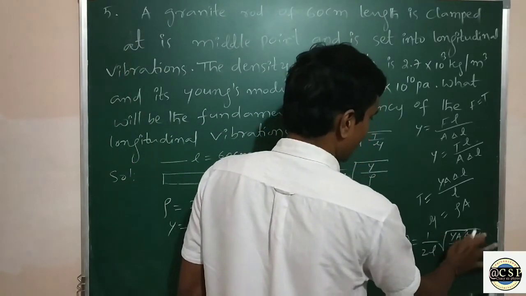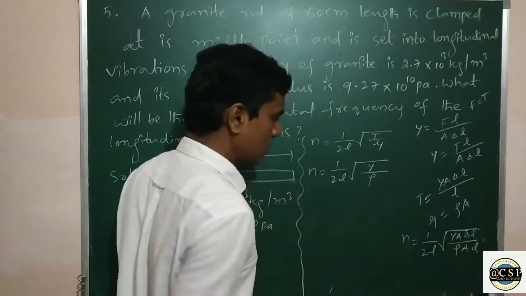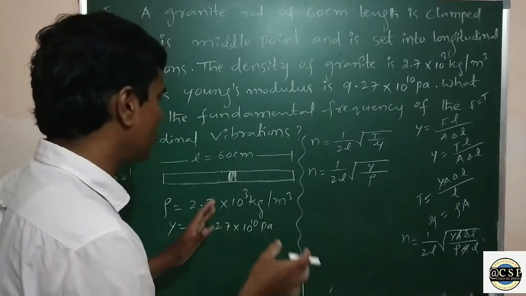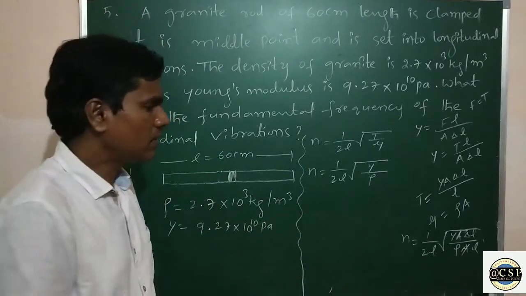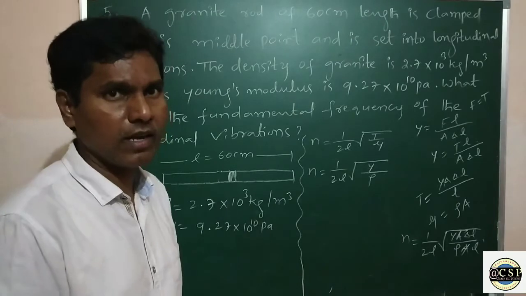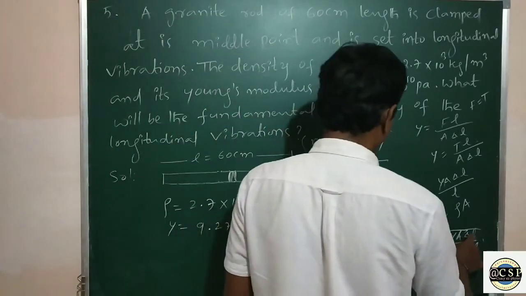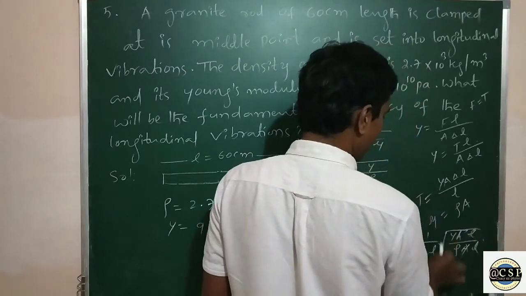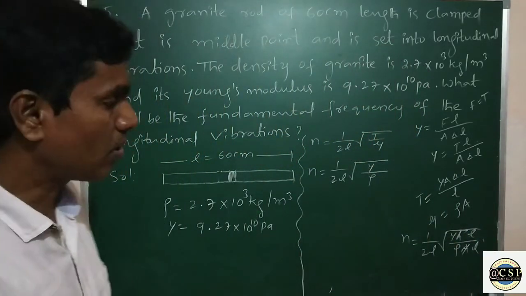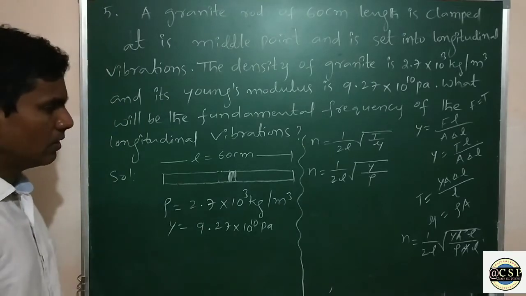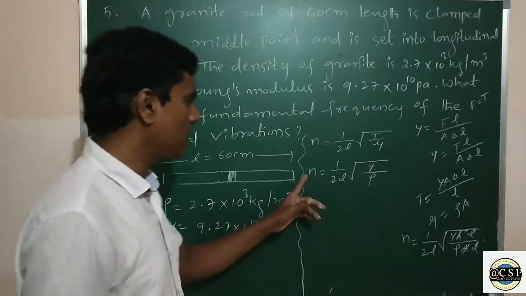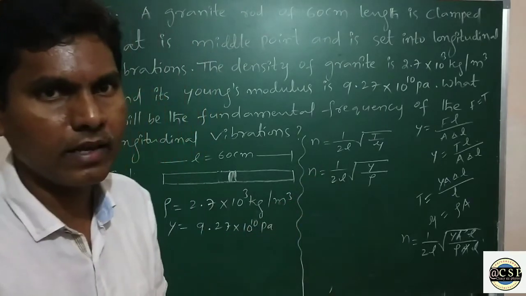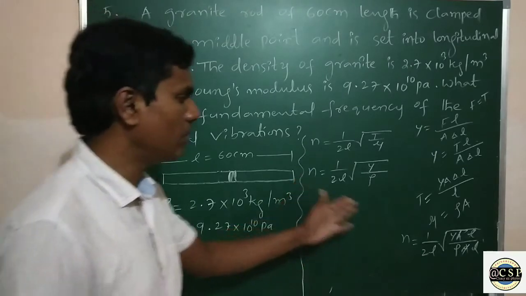L will come down, no? A gets cancelled. Here there is no change in the length. Length could not be changed. Here, in the place of delta L, we take only L. So L and L get cancelled. The remaining is root Y by rho. So finally we have to write the fundamental frequency n is equal to 1 by 2L into root Y by rho is the formula. How it came, you know.